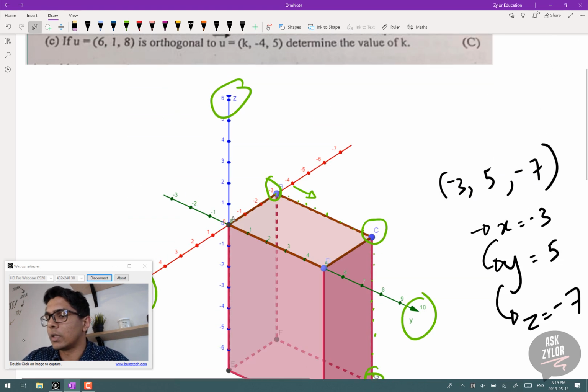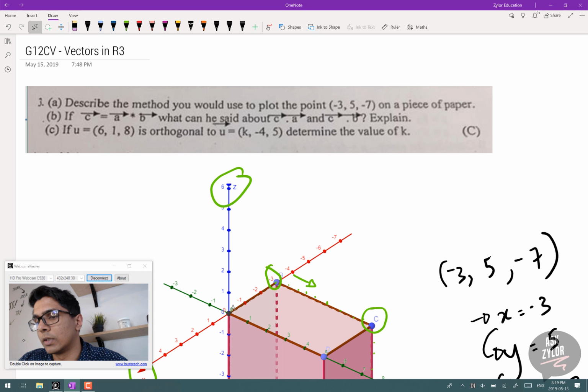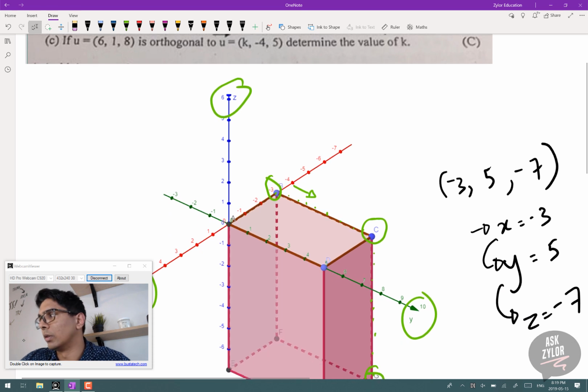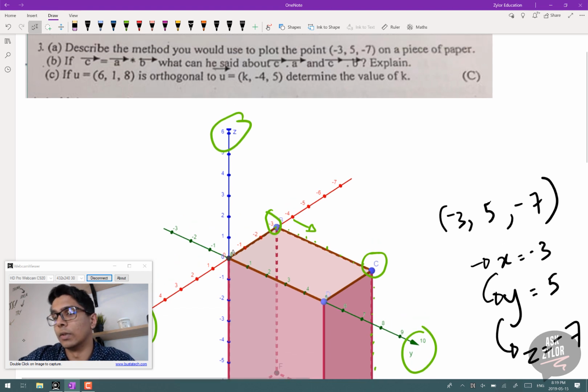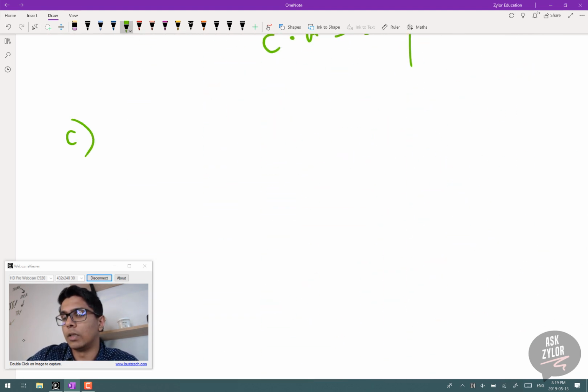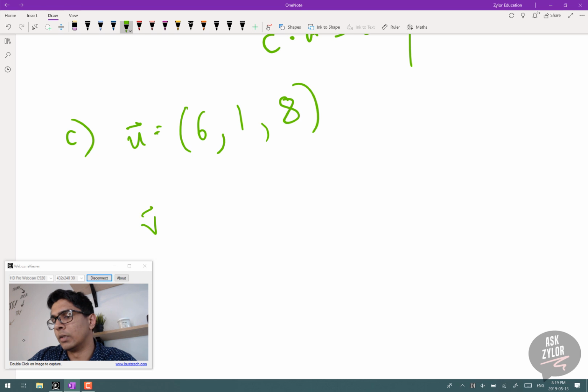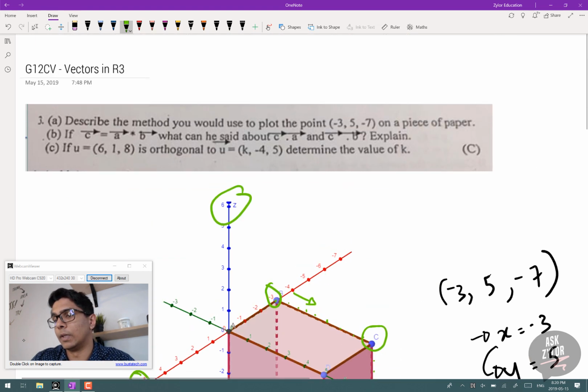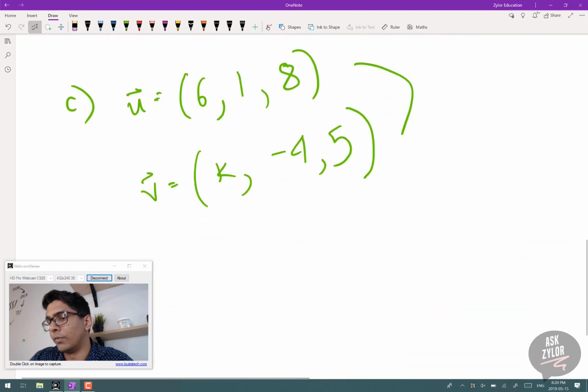Okay. So the last part of the question is asking if u is equal to 6, 1, 8 is orthogonal to v is equal to k, negative 4, 5, determine the value of k. Okay, so orthogonal means that they're going to be perpendicular to each other, right? So we're given two vectors. So I'm just going to rewrite this. I'm going to say u is equal to the vector given, which is 6, 1, and 8. I'm going to use a different notation for the second vector, which is k, negative 4, and 5. So these guys are orthogonal to each other, right? So we're asked to find the value of k if they're orthogonal to each other.